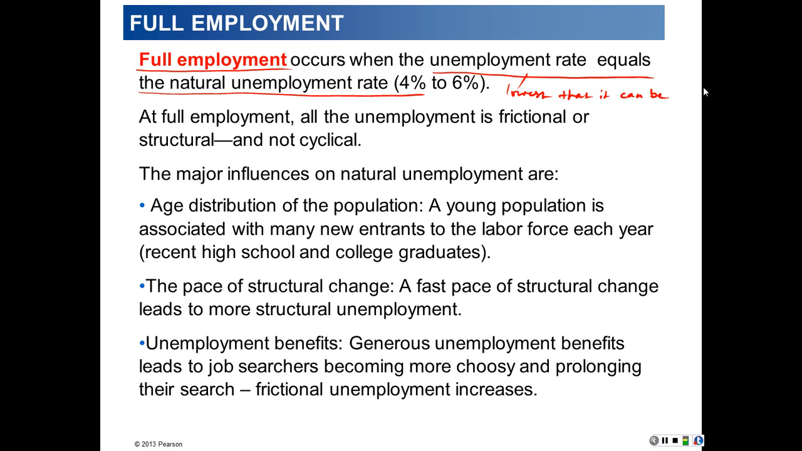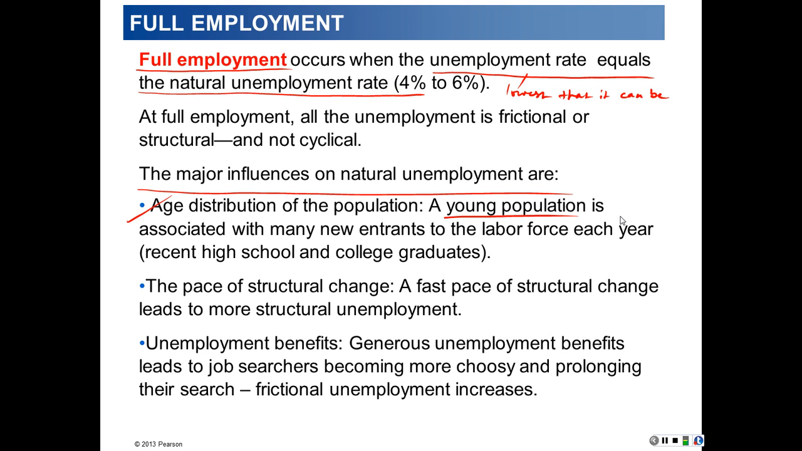Now the natural unemployment rate depends on certain factors also here. First, it depends on the age distribution of the population. If you have a young population, this is going to mean that every year a large number of high school graduates and college graduates will be produced. If the economy is a young economy, meaning demographically speaking, that is, if there are lots of young people in this economy because of a high birth rate, then every year there are going to be large numbers of high school graduates and college graduates, meaning lots of new entrants into the labor force.